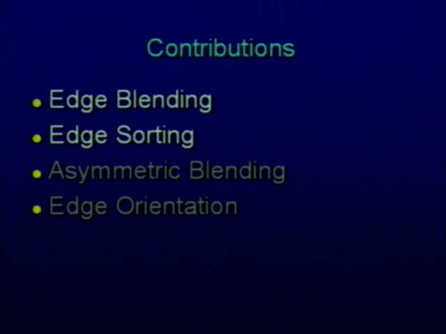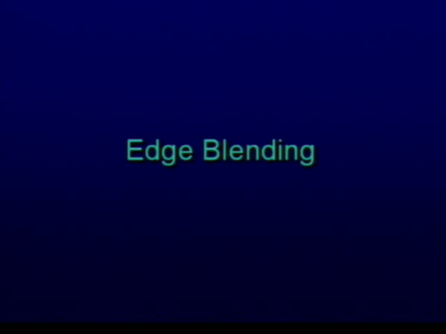In order to achieve good results, several subtleties arise. This video highlights two of our contributions, edge blending and edge sorting. Due to the limitations of VHS, the other two are most evident in the paper figures. Unless sharp edges are blended, they can approach the silhouette with the wrong shading, resulting in popping.